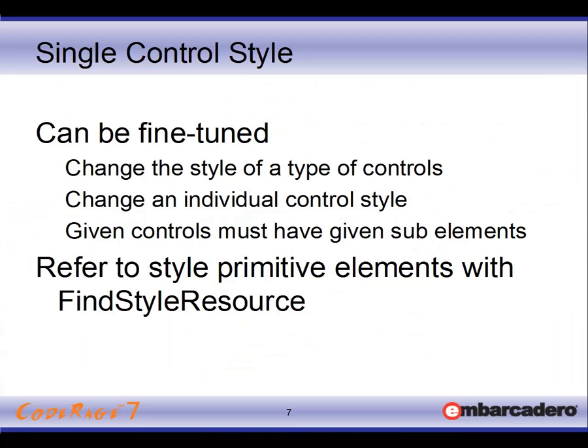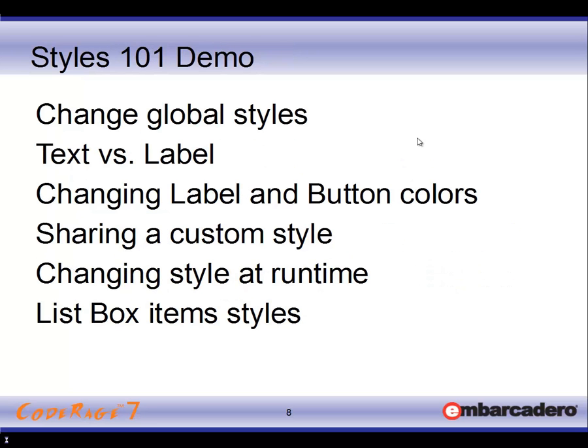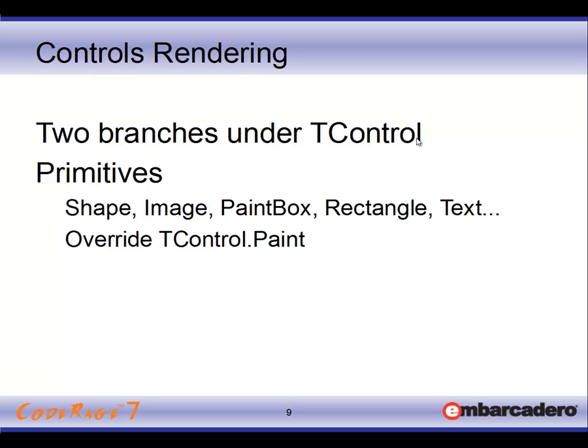So we've seen how you can fine-tune the style of a given control, refer to primitive elements with find style resource. And these are all the steps of the Styles 101 demo that we have seen in the first part of this session. Now I wanted to add a little more about controls rendering. There are two branches under T control.